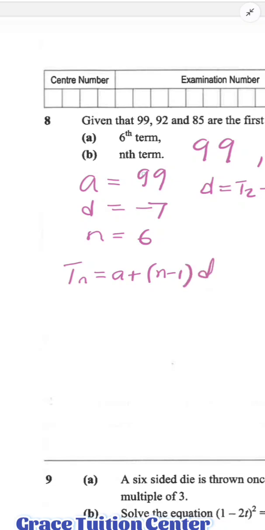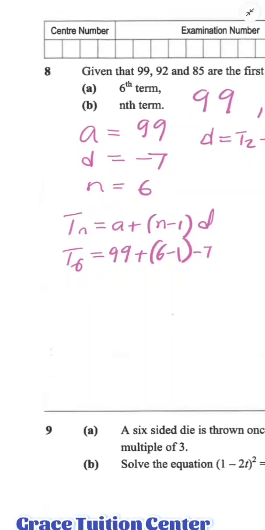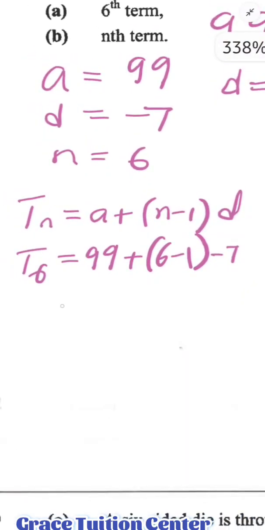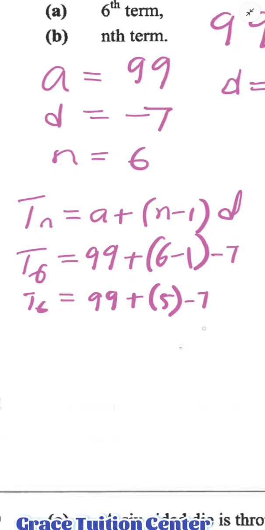So all you have to do is just replace these numbers in the formula. Tn, n is 6, so we'll write here T6 is equal to 99 plus, where there's n we put 6 minus 1, where there's d we put negative 7. Let's go ahead and simplify that, shall we? So T6, meaning term number 6, is 99 plus, be careful here, you first work out what is in the bracket. So 6 minus 1 is 5, then there's a minus 7 there.